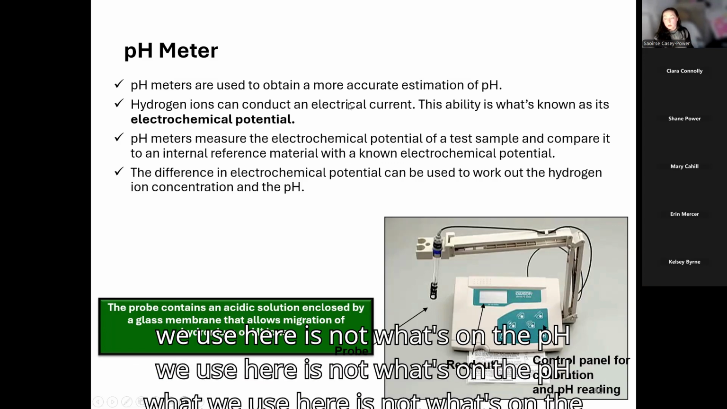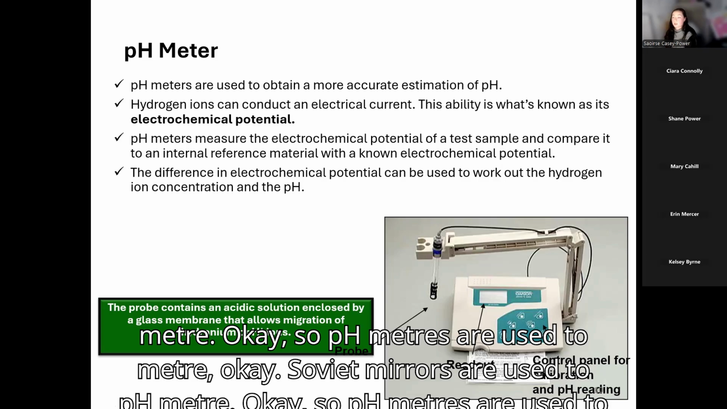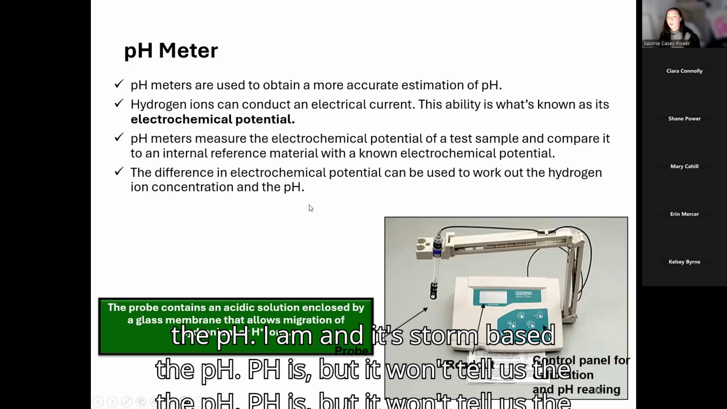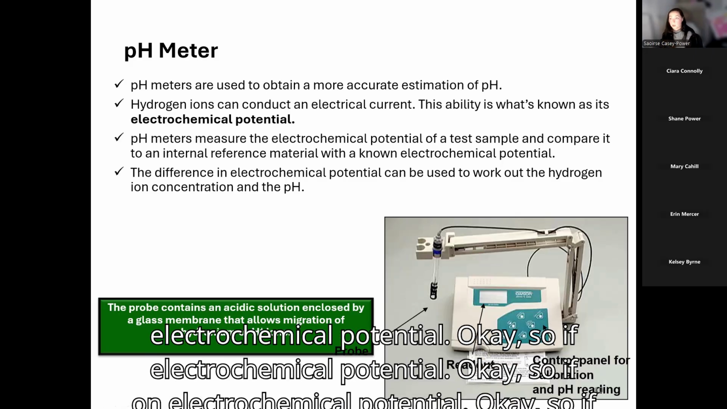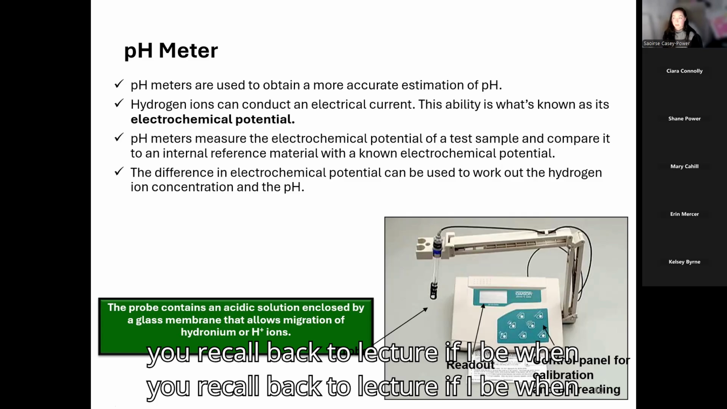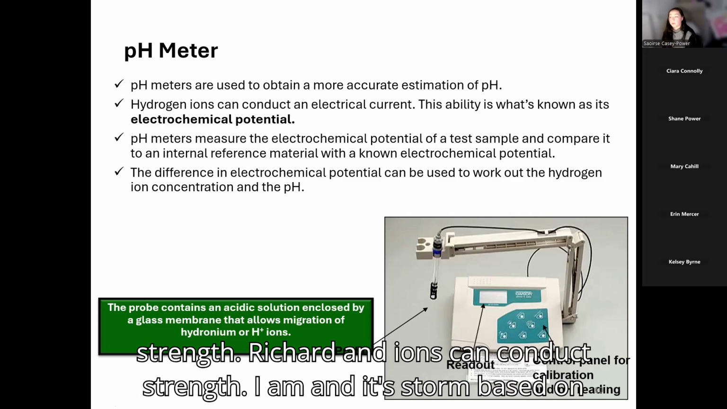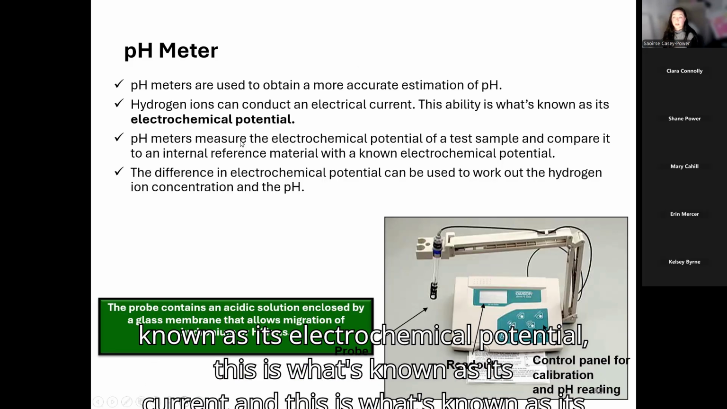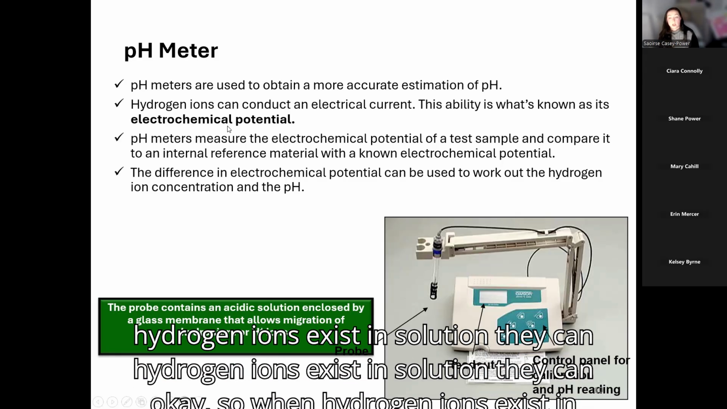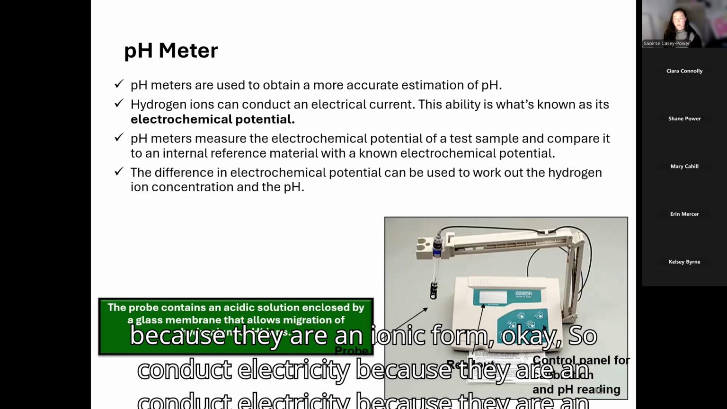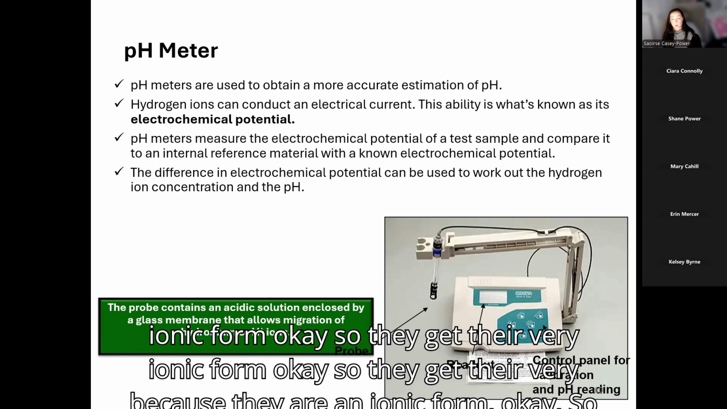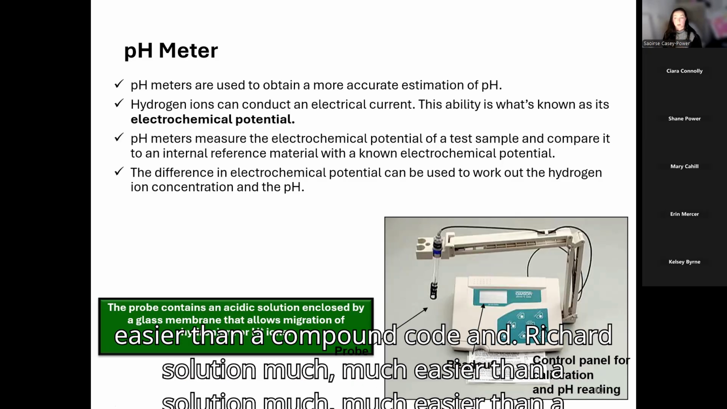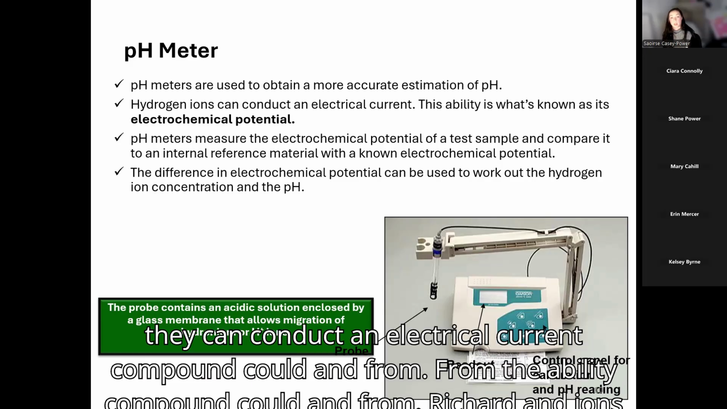So what we use here is what's known as a pH meter. pH meters are used to obtain a much more accurate estimation of the pH, and it's done based on electrochemical potential. If you recall back to lecture 5B when I discussed electrolyte strength, hydrogen ions can conduct an electrical current. This is what's known as its electrochemical potential. When hydrogen ions exist in solution, they can conduct electricity because they are in ionic form, so they're very freely mobile. They can pass through solution much easier than a compound could, and from that ability, they can conduct an electrical current through solution.